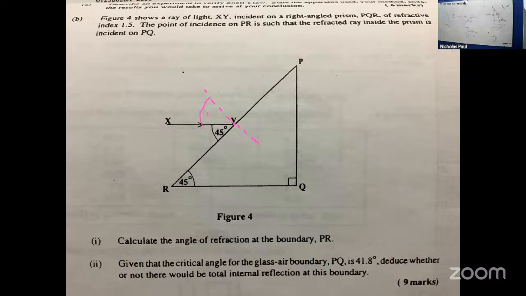45. Right? Coincidentally, it works out to be the same thing here, right? But if that was 40, you could have gotten it wrong, right? Be careful of that. It's always the angle between the normal and the ray.